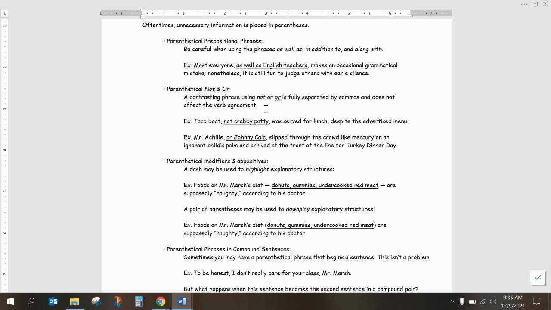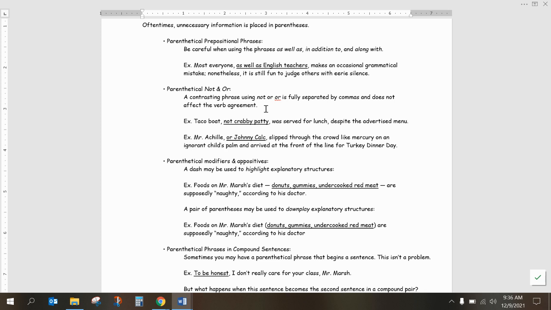Parenthetical modifiers in appositives. A dash can also be used if you want to highlight something which is sort of explanatory. So if you really want to sort of shout the information, put dashes instead of commas. So for example, foods on Mr. Marsh's diet, donuts, gummies, undercooked red meat, are supposedly naughty according to his doctor. If I really want to highlight that list of donuts, gummies, and undercooked red meat, I'm going to put dashes on either side of that item.